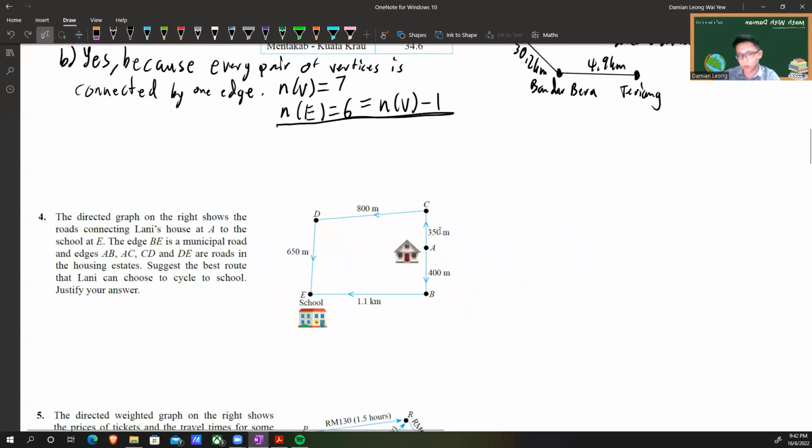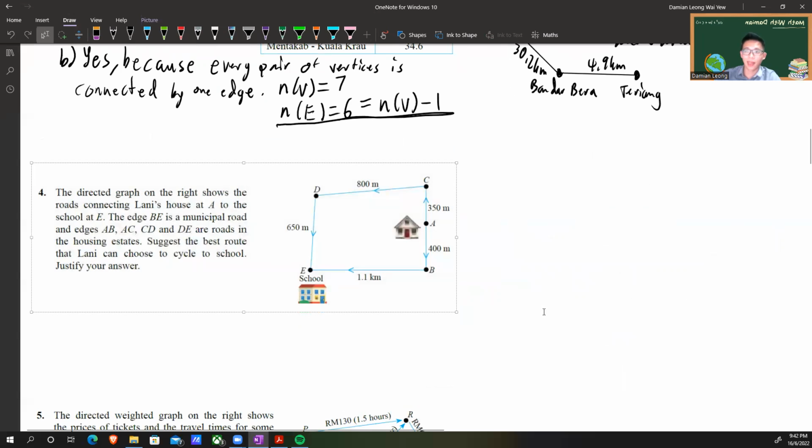So yeah, let's look at the next one. Directed graph here shows the roads connecting Lani's house at A to the school at E. Right? BE is a municipal road, and edges AB, AC, CD, and DE are roads in the housing estate. So suggest the best route that Lani can choose to cycle to school. Okay, to cycle to school.